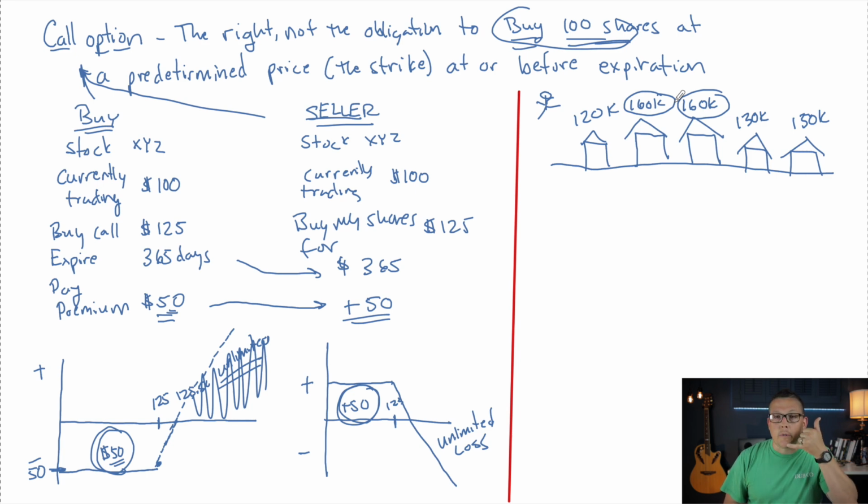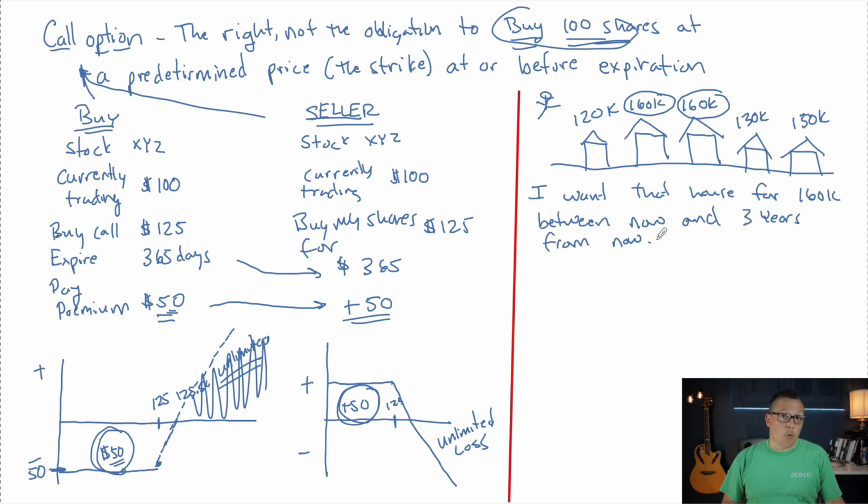And you're saying to yourself, in the next 3 years, those houses are definitely going to be more than $160,000. So you call up the developer and you say, I want to buy one of those houses for $160,000 between now and 3 years from now. But you don't really know if it's really going to be worth $160K. You just kind of have an idea, right? It needs to be built, and we need to see what happens over time. So the developer says, sure, I'll give you that right to buy one of those 2 houses for $160,000, but you are going to have to give me a $50,000 deposit.